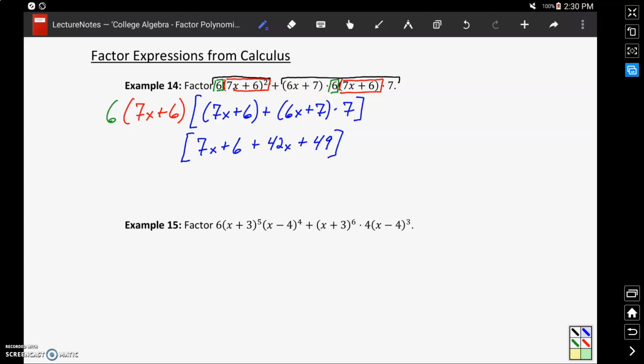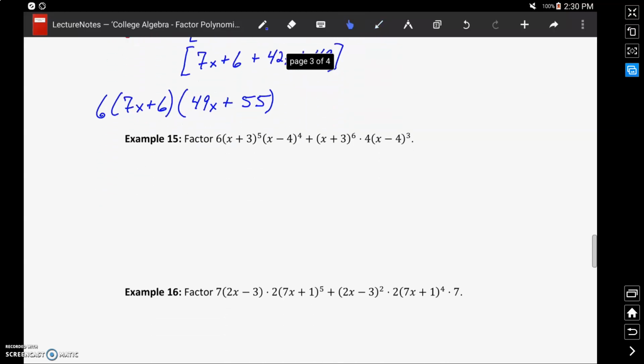This means we can rewrite our final answer as 6 times the quantity 7x plus 6, the two factors we initially pulled out, times the quantity 42x plus 7x, which will give us 49x, plus 6 plus 49 will be 55. So look at the two terms, identify any greatest common factors between them, and then we simplify by combining like terms, whatever is left over.